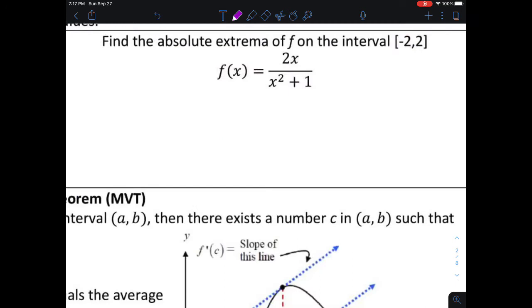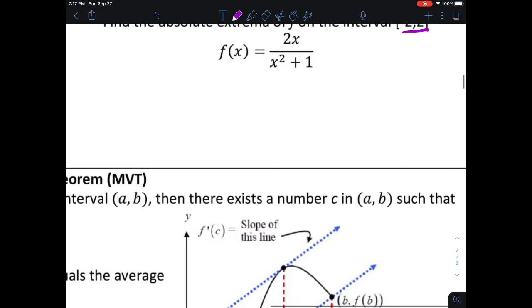Okay, looking at this next one, we want to find the absolute extrema of f on the interval from -2 to +2. So we need to find our critical numbers. Critical numbers make the derivative equal 0 or undefined. So I need to find my derivative. I find f prime of x, and we'd have to do the quotient rule: bottom times the derivative of the top minus top times the derivative of the bottom, all over bottom squared.